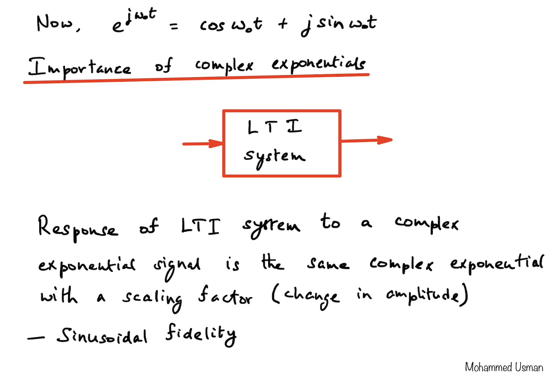Now, what is the importance of the complex exponential in terms of the LTI system? In the context of LTI systems, the importance is that if we give a complex exponential signal as input to an LTI system, say let's say we give e power j omega naught t as an input, the output is also going to be a complex exponential. So the output will be e power j omega naught t, except for some scaling factor a. So this is a constant scaling factor or an amplitude factor a.